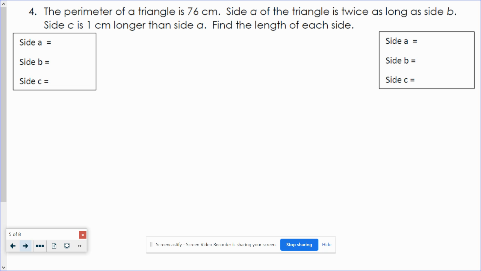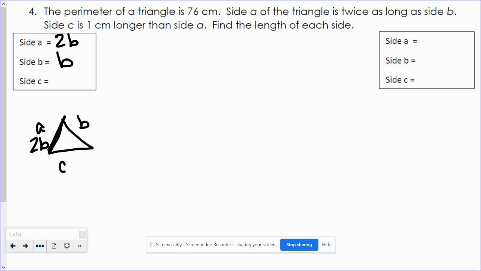Now, I'm just going to draw, for each of these triangle ones, a very general triangle. I don't really care if it's to scale. I don't care if one side is twice as long as another side. I just need to be able to label them. So we're going to say that this is side A, this is side B, and this is side C. Side A is twice as long as side B. So if I go with B for my variable, twice as long for this one would be 2B.